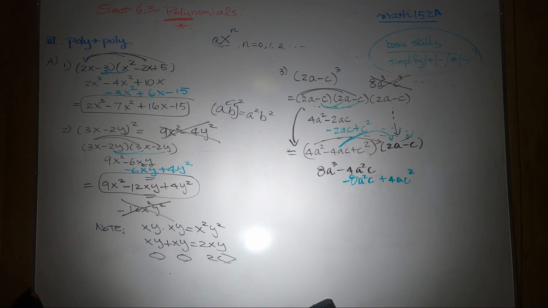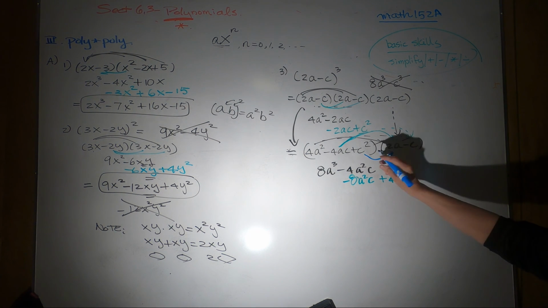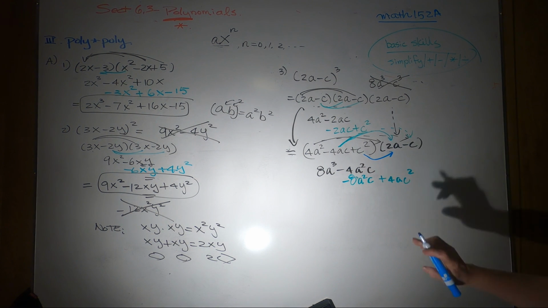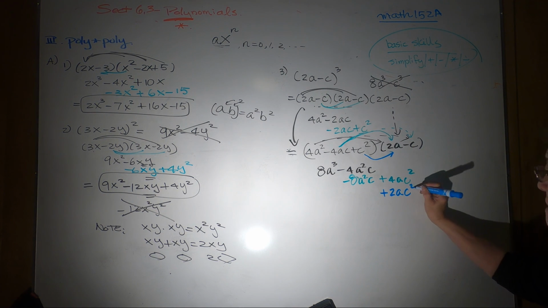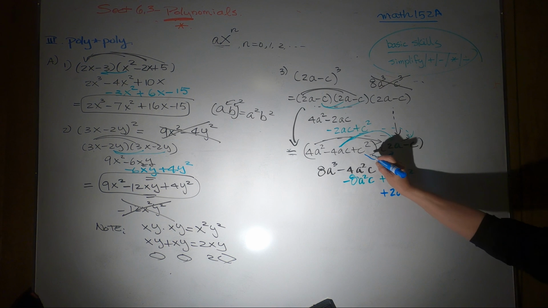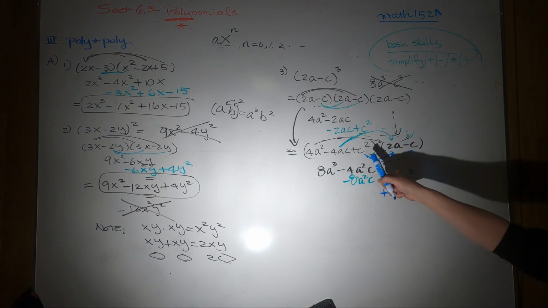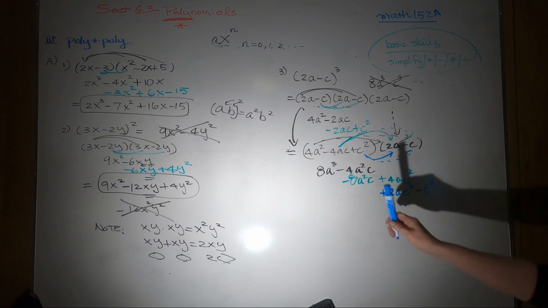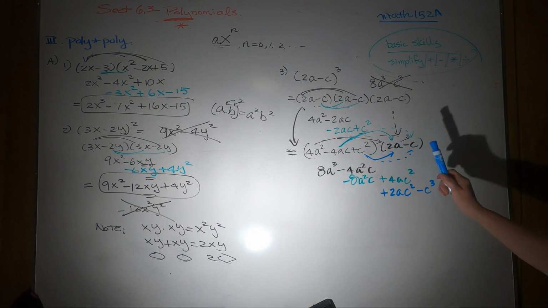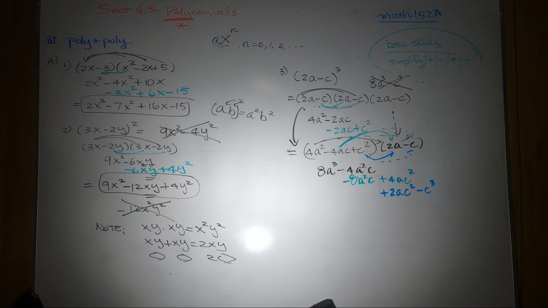Are you with me? Look at the next item. That would be this one. c squared times 2a would be plus 2ac squared. And last one, c squared times negative c would be minus c cubed, right? 3 terms times 2 terms, 3 times 2, 6 terms. 1, 2, 3, 4, 5, 6 to start with, right?